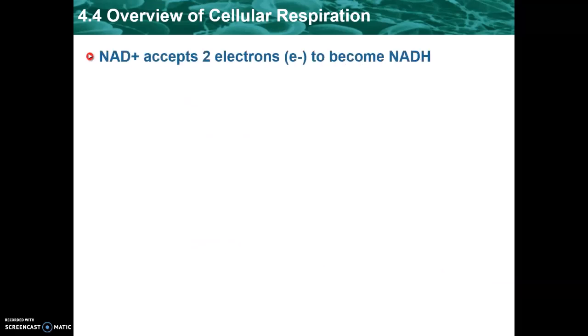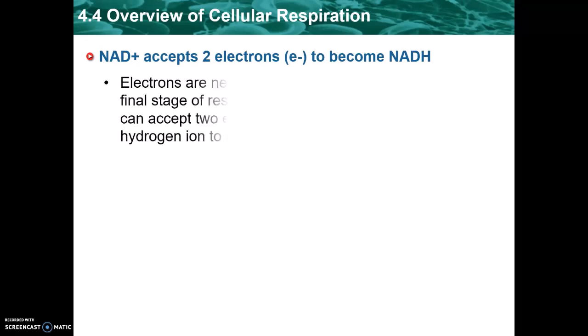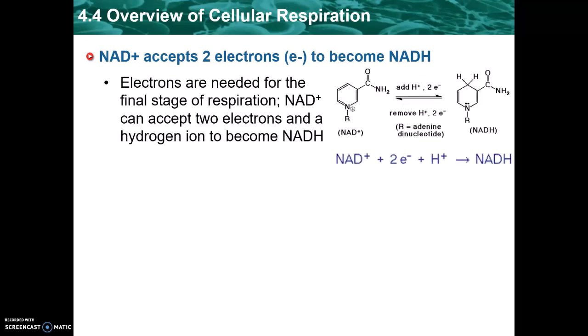So let's talk about these electron carriers a little bit more, because this is a really important idea. We're going to start with NAD+. This is an electron carrier, so it is able to pick up electrons and carry them to ultimately the final stage of cellular respiration, which you remember from earlier is going to be the electron transport chain. Something called the electron transport chain is clearly going to need electrons. So NAD+ is going to pick up electrons and carry them to the electron transport chain. In the process, it turns into NADH.